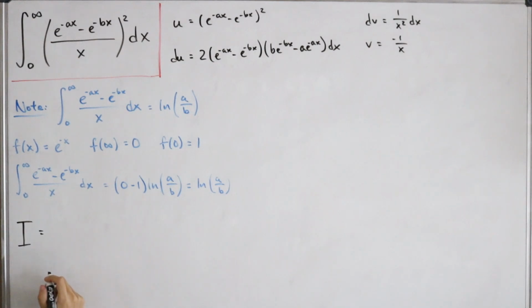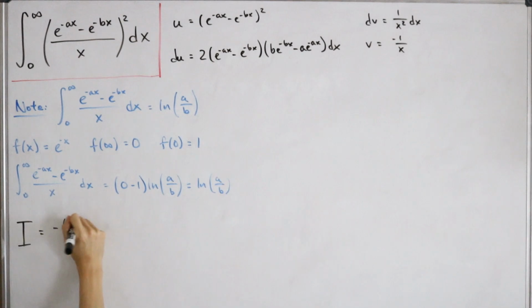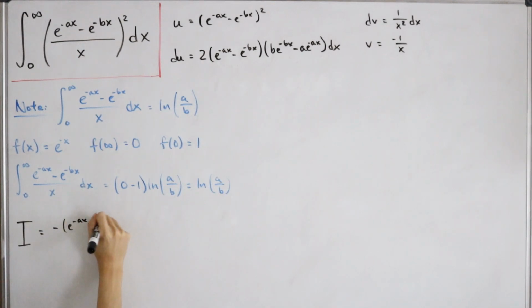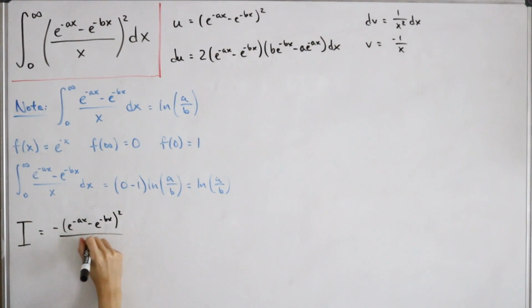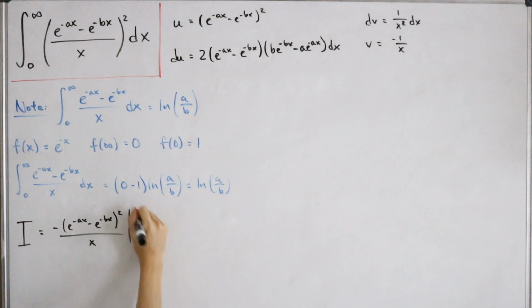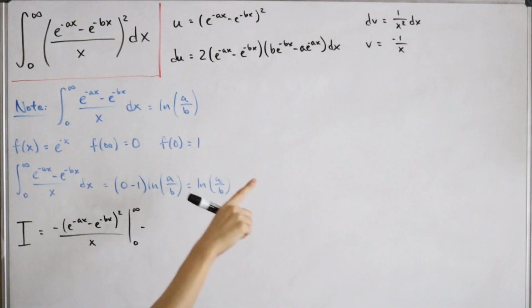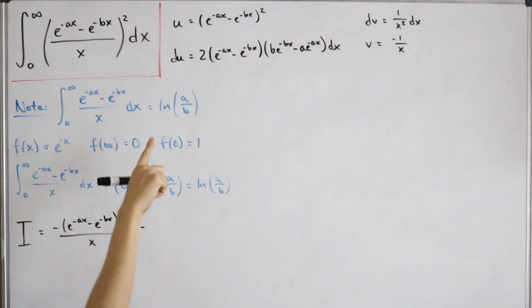So what we have now is negative, then e^(-ax) minus e^(-bx). Let me write the constant first in front of the variable. So b x, then quantity squared, and then divided by x, then we have to evaluate this from our bounds, 0 to infinity.